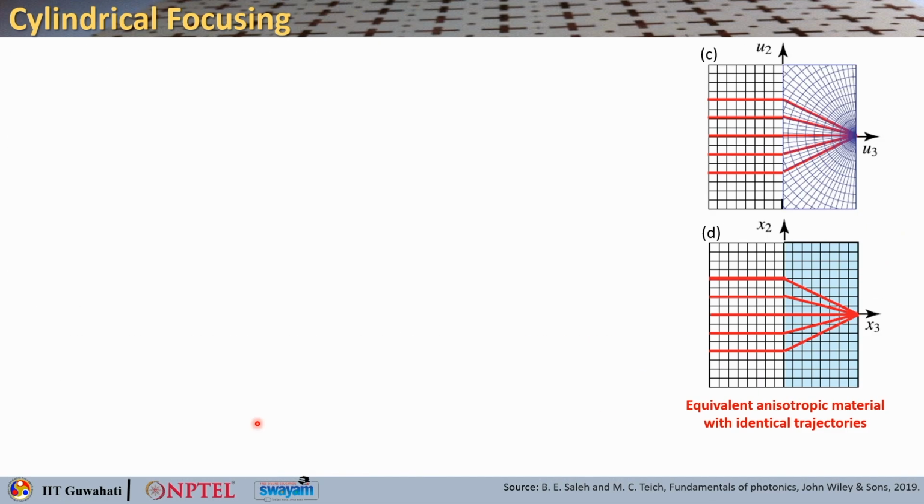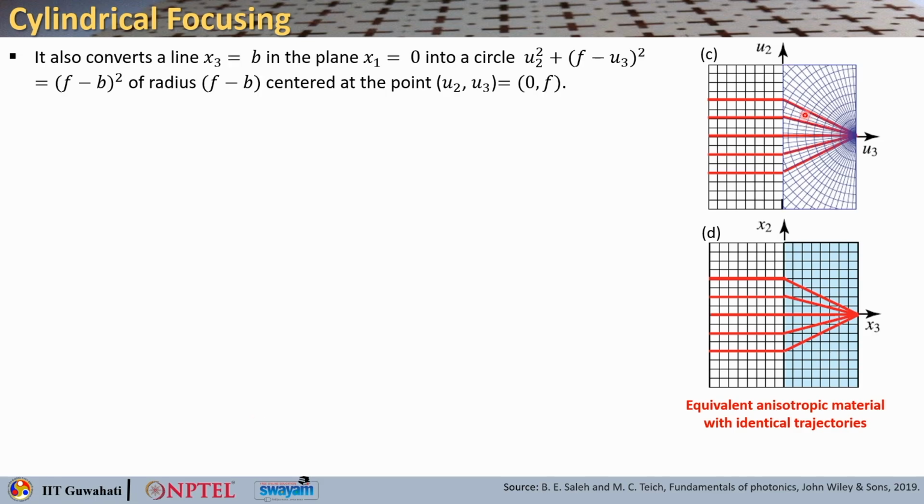Similarly, you can also see what is happening to any line over here. If you have a line x3 equals b in this plane, that is getting converted into a circle which has an equation of u2 squared plus f minus u3 whole squared equal to f minus b whole squared. So, it is getting converted into a circle of radius f minus b that is centered at this point where u2 and u3 are 0 and f.